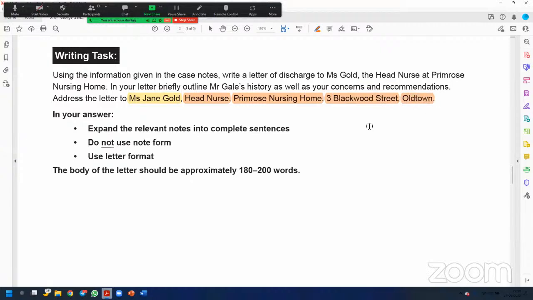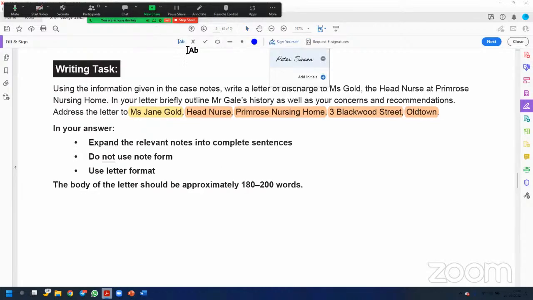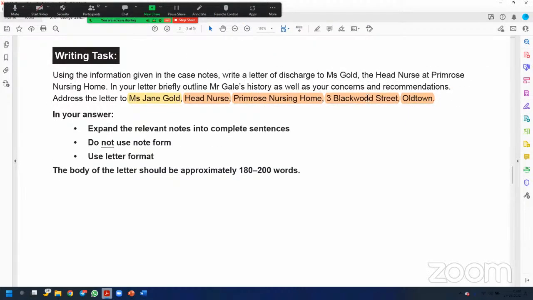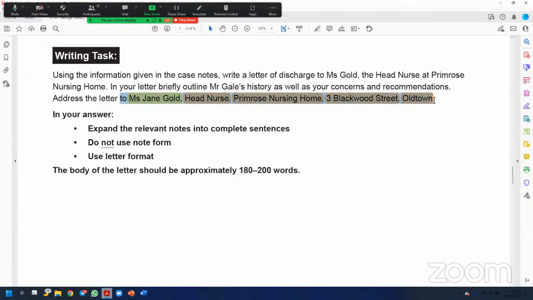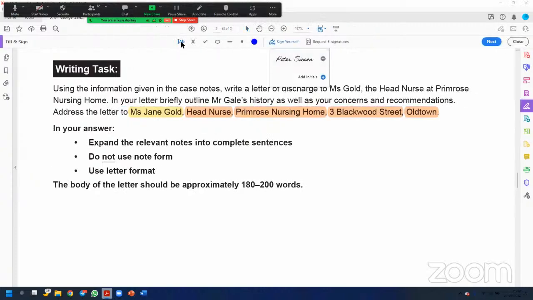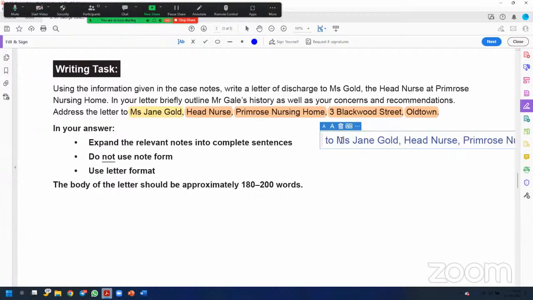Come on, write in 5 lines. Come on, fast. Miss Jane Gold, head nurse, Primrose Nursing Home, 3 Blackwood Street, Old Town. I'm making you practice so that never, even in your wildest dream, will you forget. You will not dare to forget. I'm going to put it into your dreams so it becomes a habit.